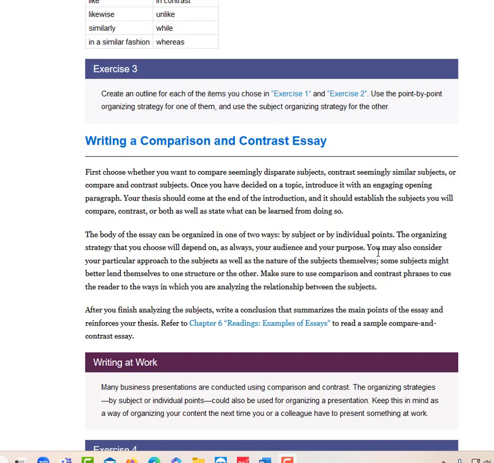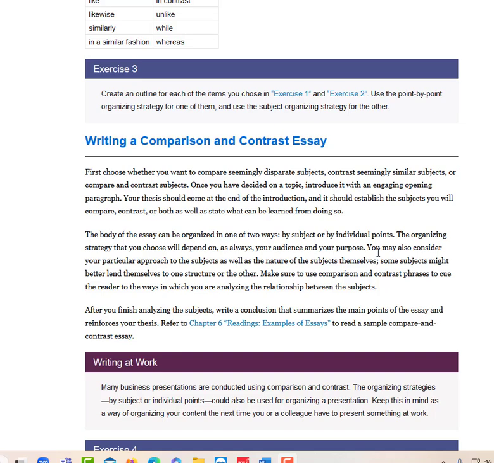So, writing a comparison-contrast essay. First, whether you want to compare seemingly disparate subjects, contrast seemingly similar objects, or compare and contrast subjects, once you have decided on a topic, introduce it with an engaging opening paragraph. Your thesis should come at the end of the introduction, and it should establish the subjects you will compare and contrast, or both, as well as state what can be learned from doing so.